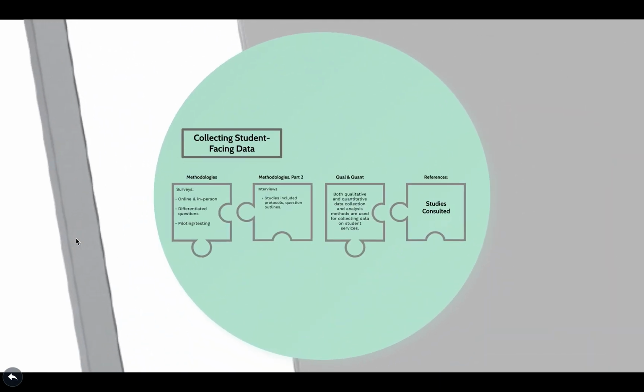The research used for this presentation shows that both collection of student-facing data and the data collection instruments are crucial for informing student services networks. In many of the studies used, surveys were the primary tool for data collection.